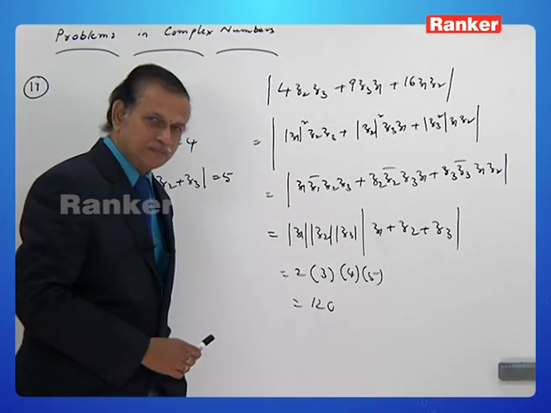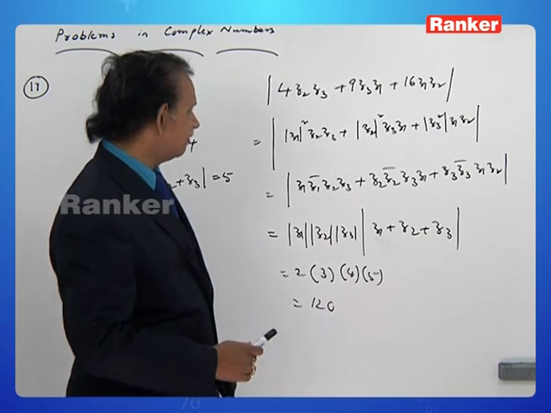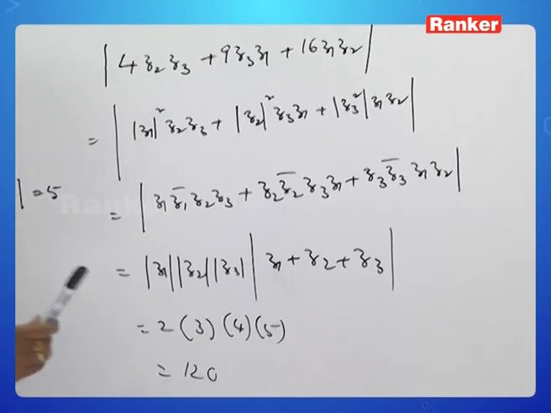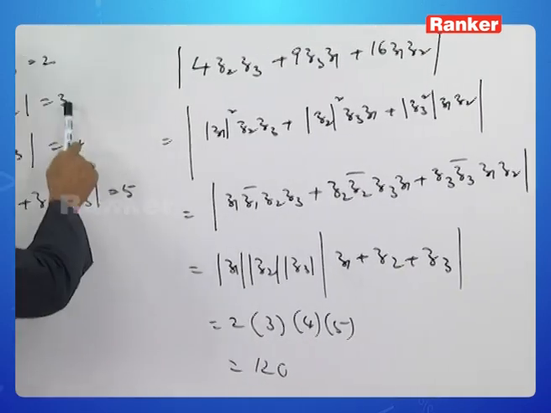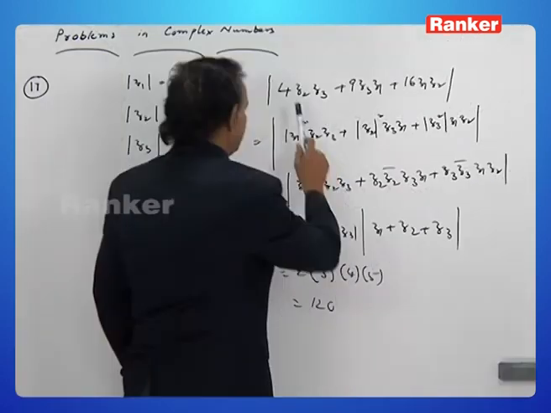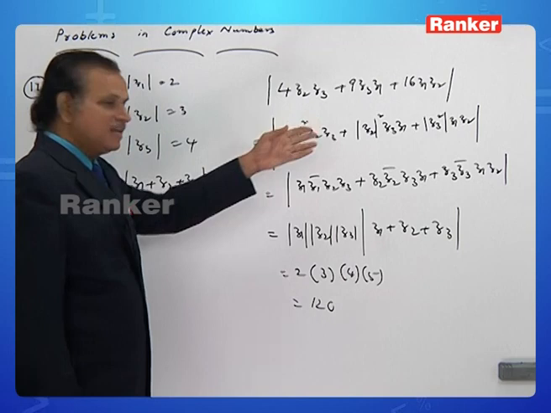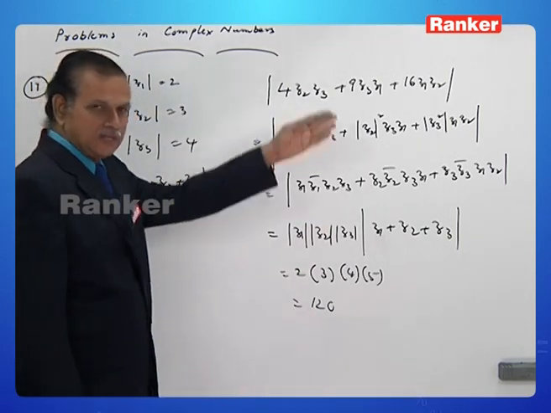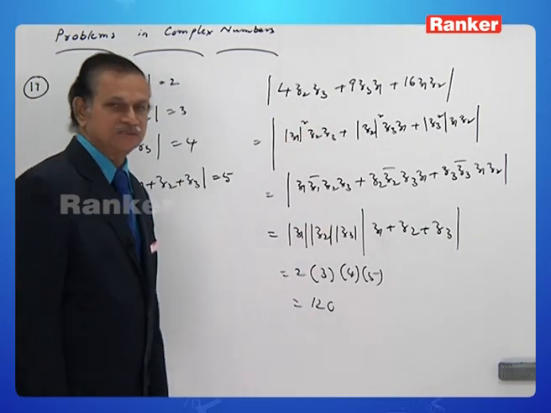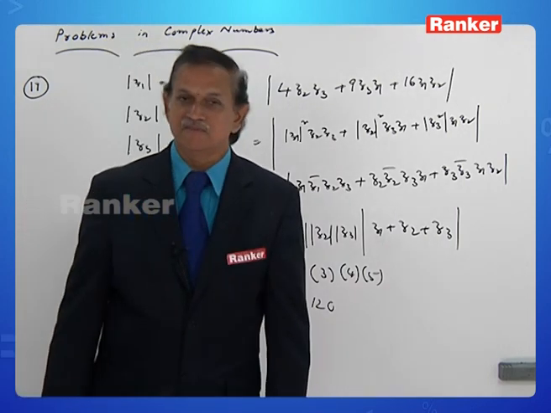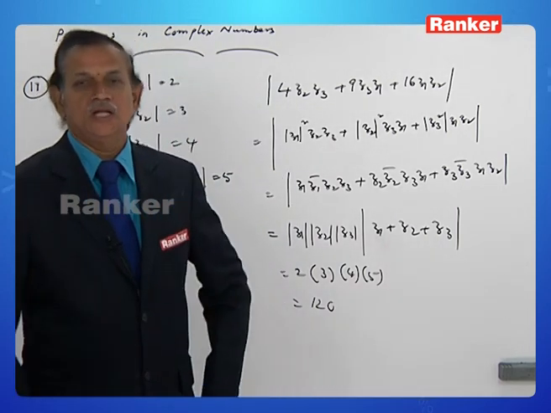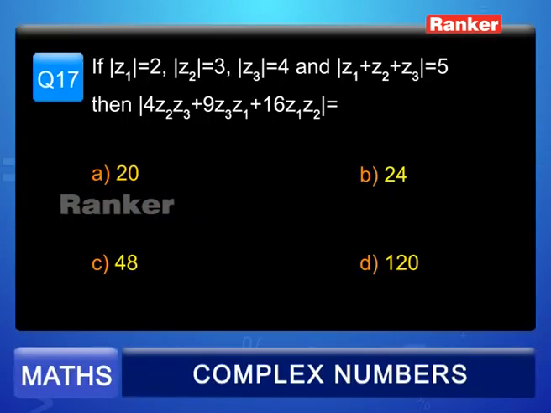The crucial point in making an attack on the question is you are supposed to make use of 2, 3, 4, 4, 9, 16. You can see 4 as 2 square, that is |Z1| square, 9 as 3 square, that is |Z2| square, 16 as |Z3| square. By getting the simplification as shown in the solution, we can have the answer as 120.